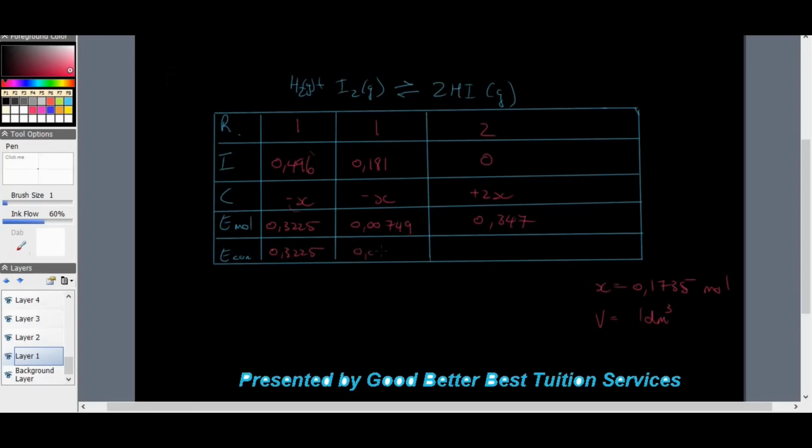0.3225, 0.0749, and 0.347 decimeters cubed for everything, because the volume was 1 decimeters cubed.